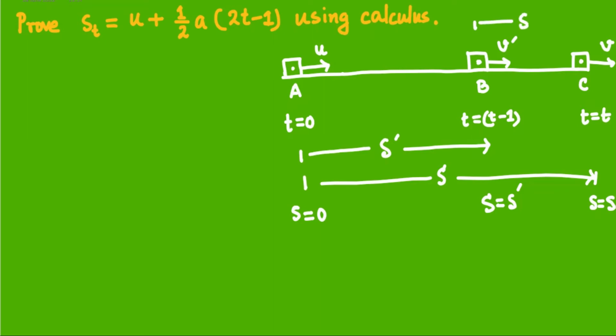Now, the distance traveled by the body in the last 1 second is S_t. That is, the distance traveled by the body in the tth second is S_t, which is the distance between the 2 points B and C. When the body moves from B to C in the last 1 second, the distance traveled by the body will be denoted by S_t.